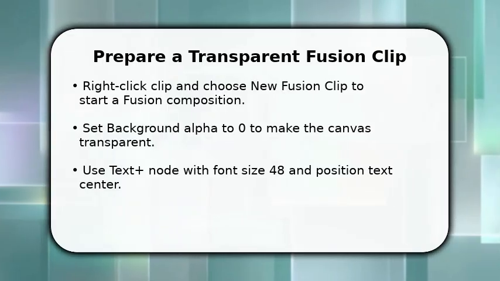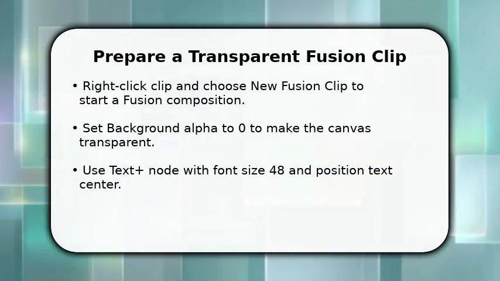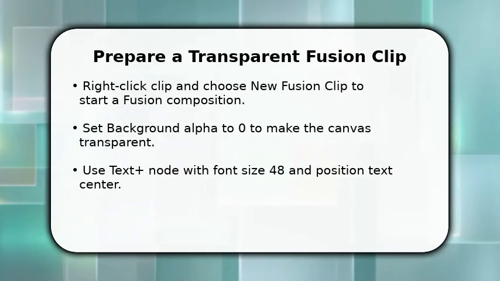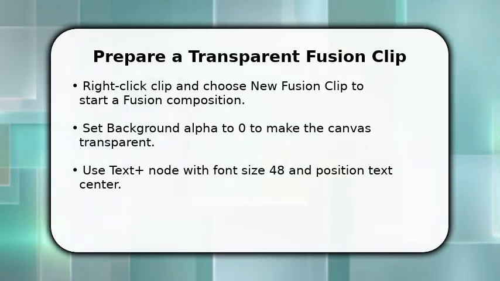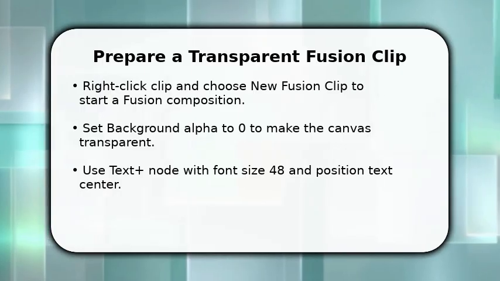Right-click the timeline clip and choose New Fusion Clip to open Fusion. This creates a Fusion composition for compositing. Add a background node and set its alpha to 0 so the canvas is transparent.